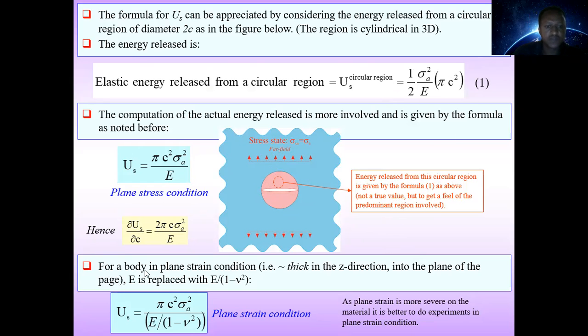For the body in plane strain condition, with thickness in the z direction into the plane of the page, E is replaced with E over 1 minus mu square. So Us, the strain energy, is equal to pi c square sigma a square over E times 1 minus mu square, that is the plane strain condition. As plane strain is more severe on the material, it is better to experiment in the plane strain condition.